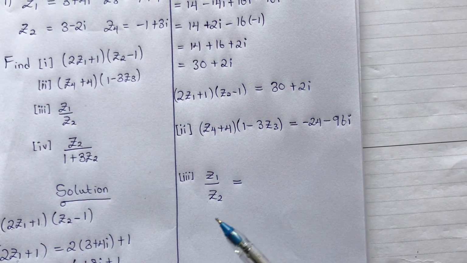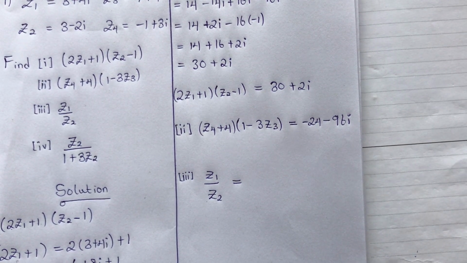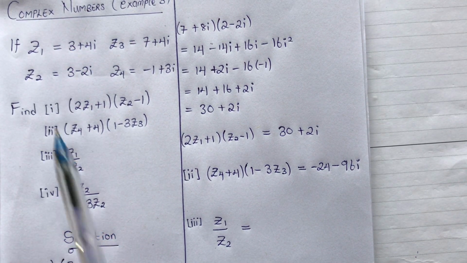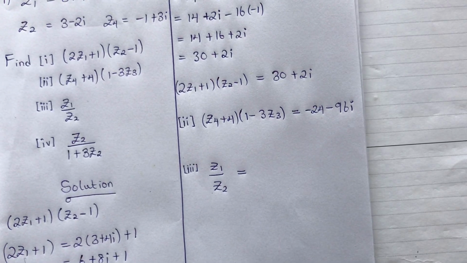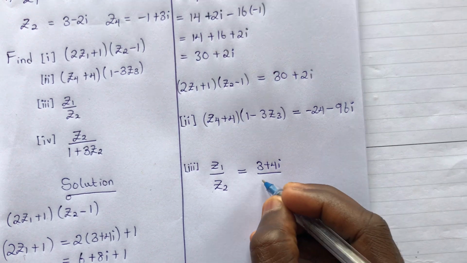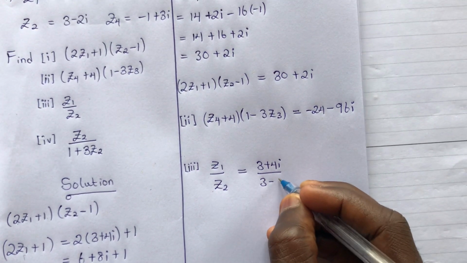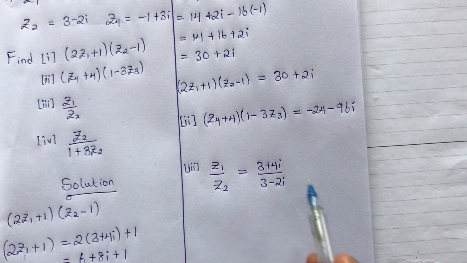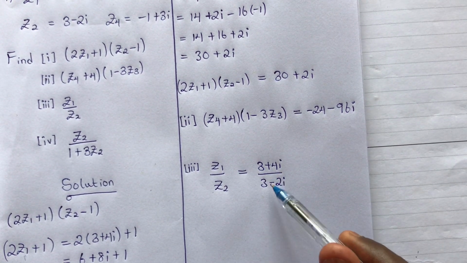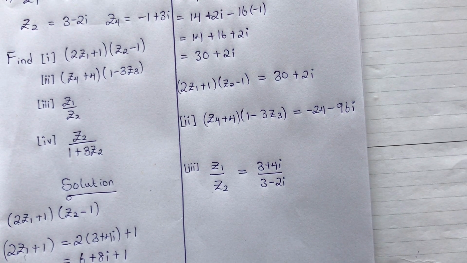So for this one, we are dividing z1 over z2, and we know z1 to be 3 plus 4i, and then z2 to be 3 minus 2i. So we have 3 plus 4i dividing 3 minus 2i. Now, you must note that for division, we do what we call rationalization. So we will rationalize the equation and then complete the calculation.